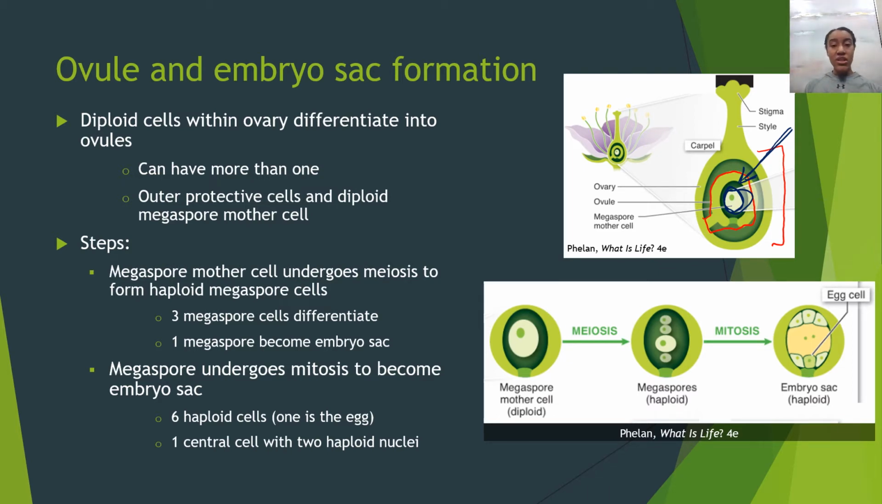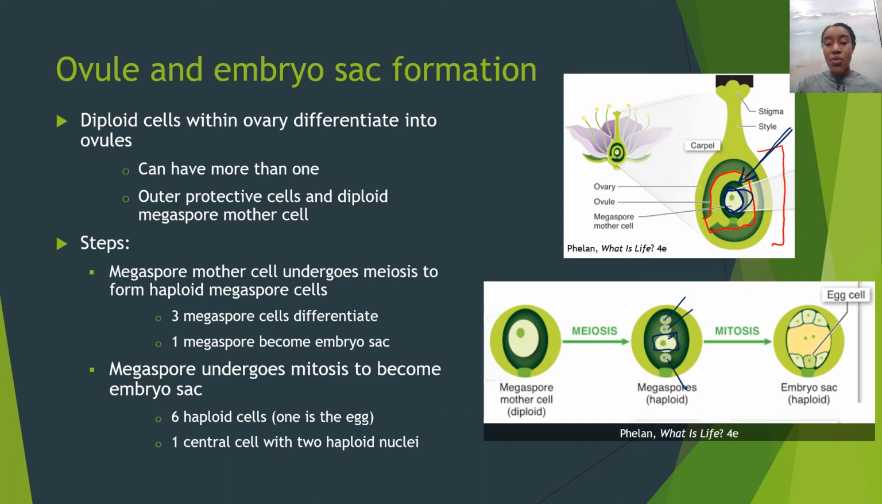So looking at how the egg is produced, we start with our megaspore mother cell, which is diploid, and it undergoes meiosis. And when it undergoes meiosis, it will result in 4 daughter cells. And 3 of these daughter cells, so these smaller ones in this image, 1, 2, and 3, will then go on to differentiate and do other things. However, one of those cells, our star, will then go on to give rise to the embryo sac.